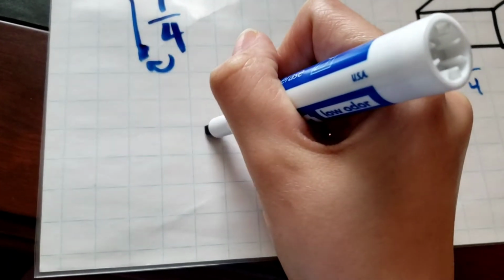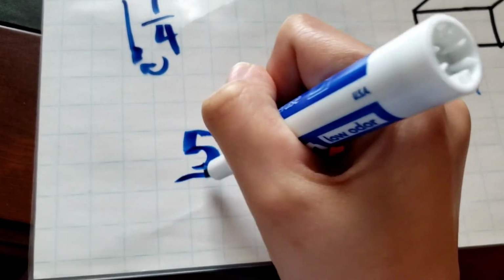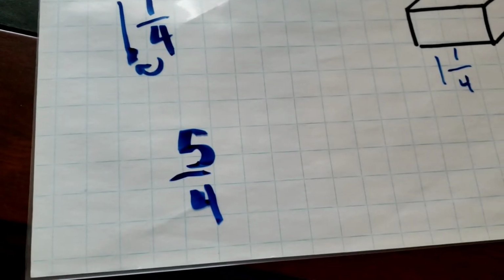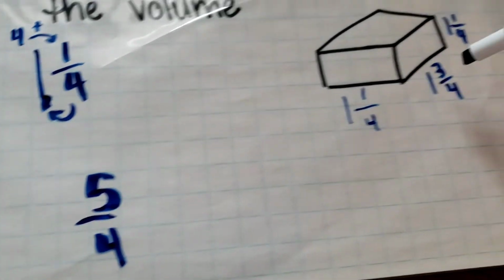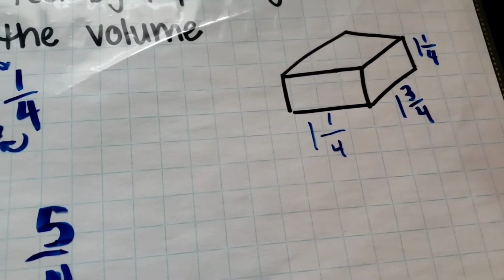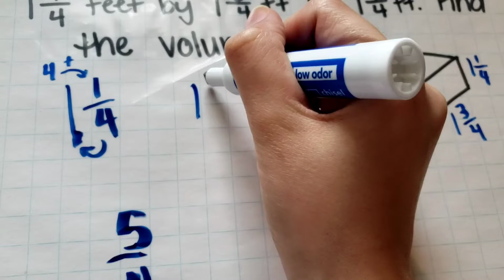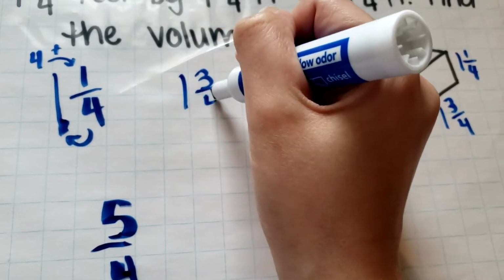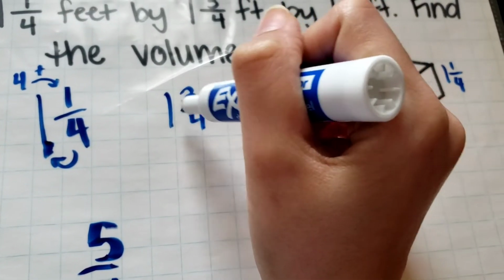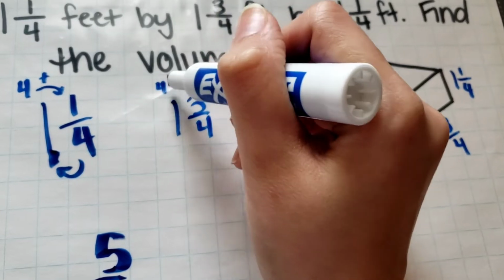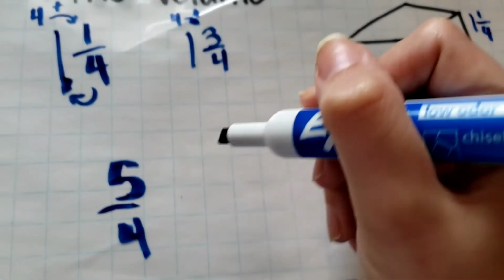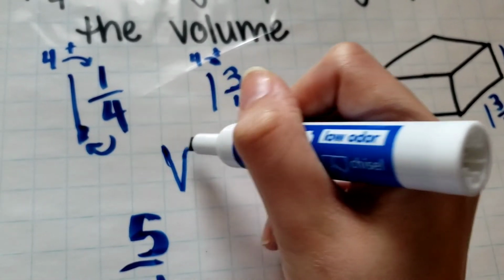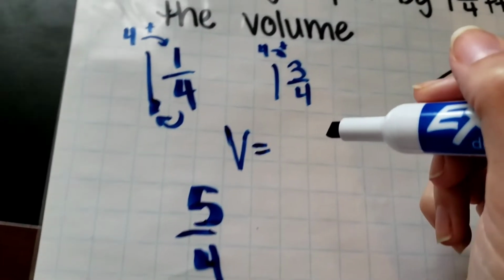I'll bring it down here. So I have 5/4. Sorry for my handwriting, guys. And then I have 1 3/4. So I'm going to go ahead and convert that. 1 3/4. 4 times 1 is 4. Plus 3 is 7. Once again, we can find the volume by multiplying all of our dimensions.